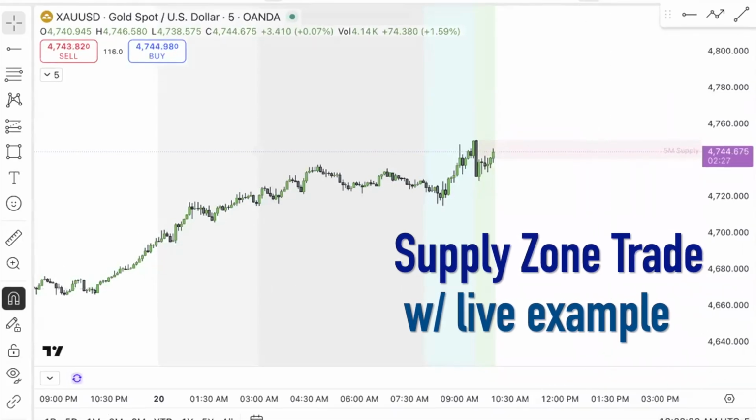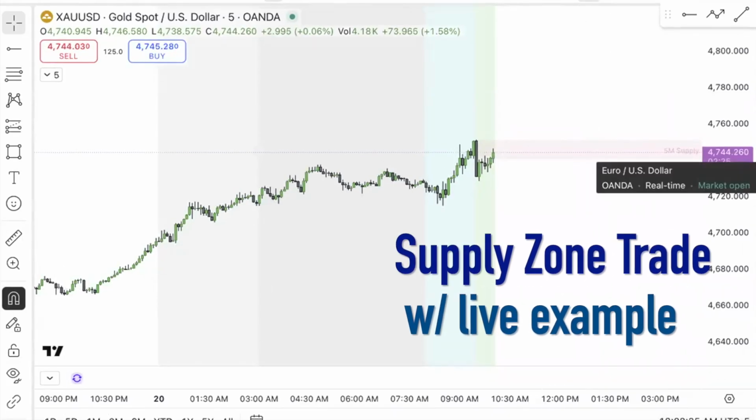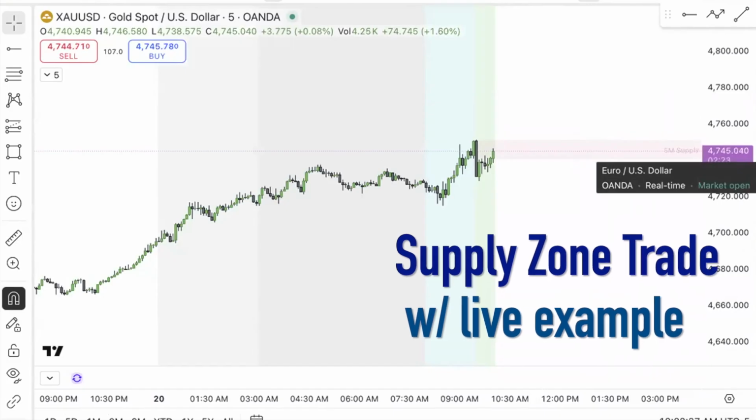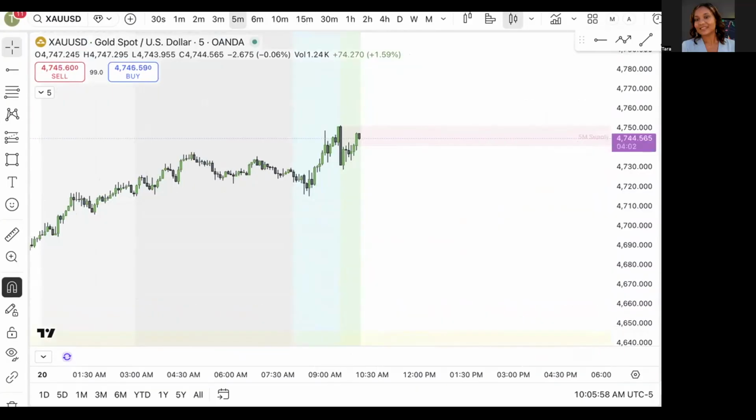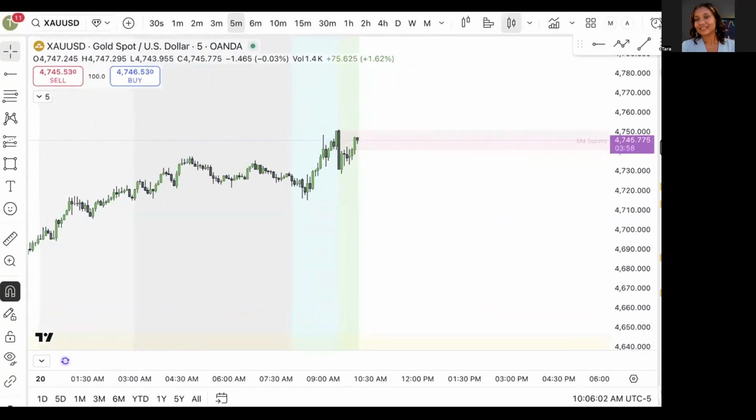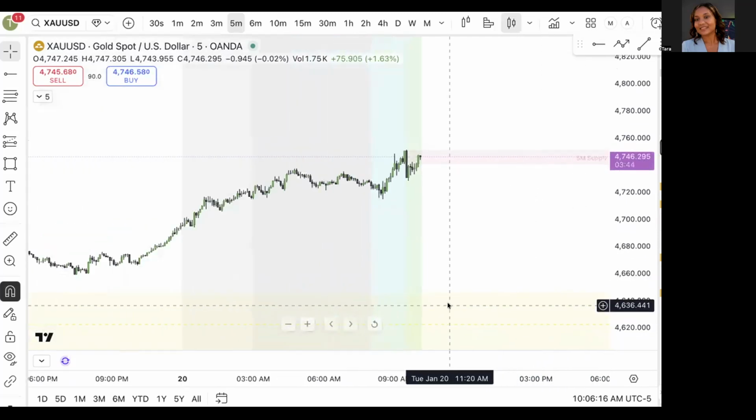Okay, now we're going to take a look at a supply zone trade, and we'll have a live example at the end. So we noticed that on gold this morning, price broke out of the supply zone. Okay, and it's already tapped back in around 10:30, and now we're waiting to see if price will give us a signal that it's ready to go to the downside. So we're looking for either that 3-bar reversal or an engulfing candle.